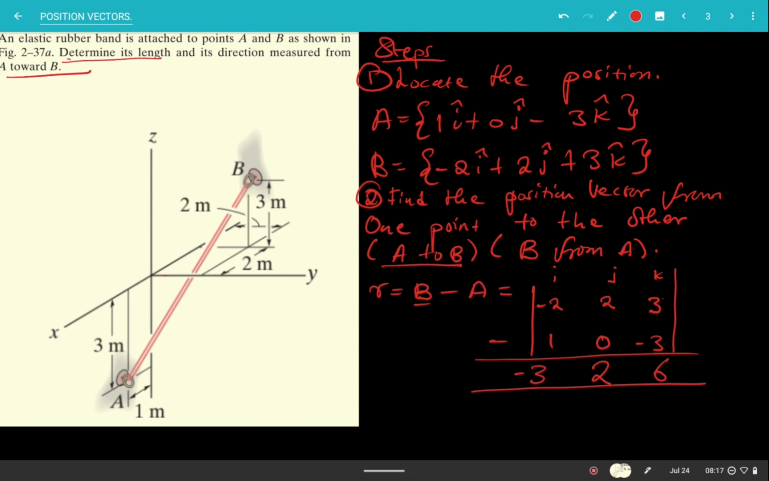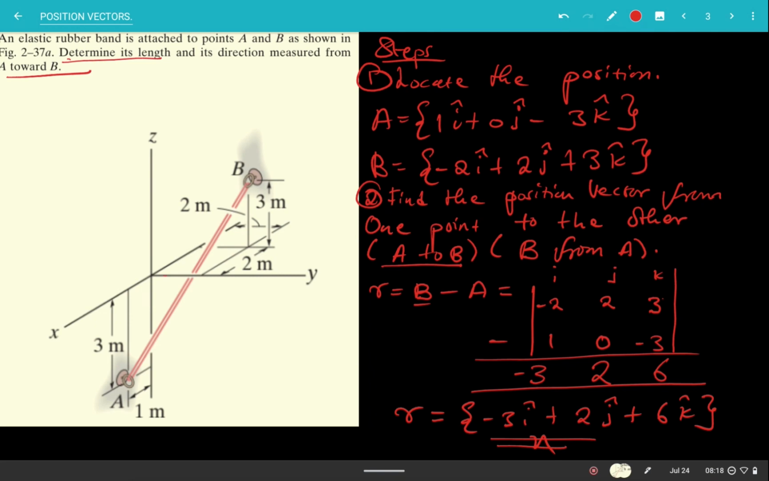So which means that R has the positions which are minus 3 in the I, plus 2 in the J, and plus 6 in the K. So these are simply the positions that show you how you're going to move or travel from A to B. These are the positions. So in a case where they just said find the positions, measured from A towards B, you would have just ended here.